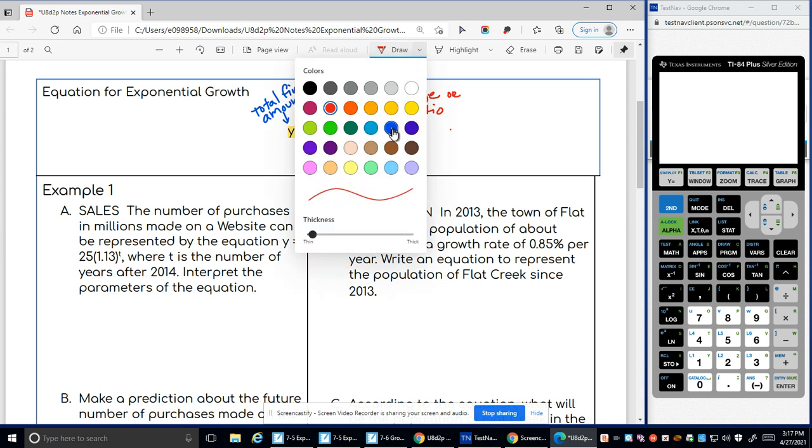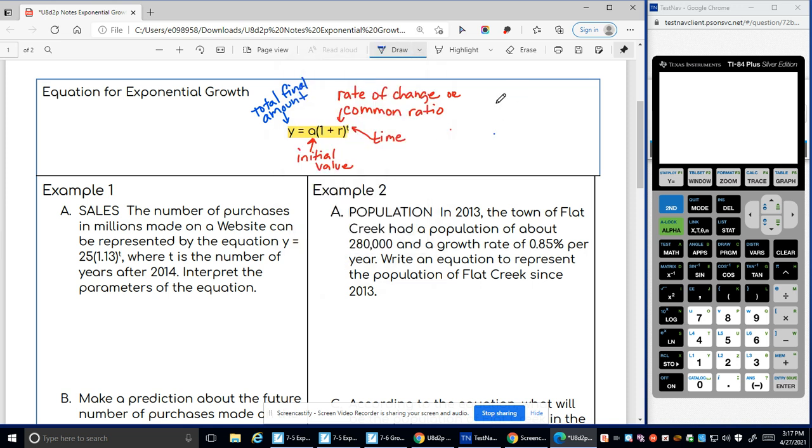One thing I would make sure to remember is that whenever you're looking at what's inside the parentheses, if it is greater than 1, then you know you're dealing with growth. So let's look at this right here. Here we have our equation, y equals 25 times 1.13 to the power of t. You'll notice that what's inside the parentheses is bigger than 1, so we are dealing with growth.